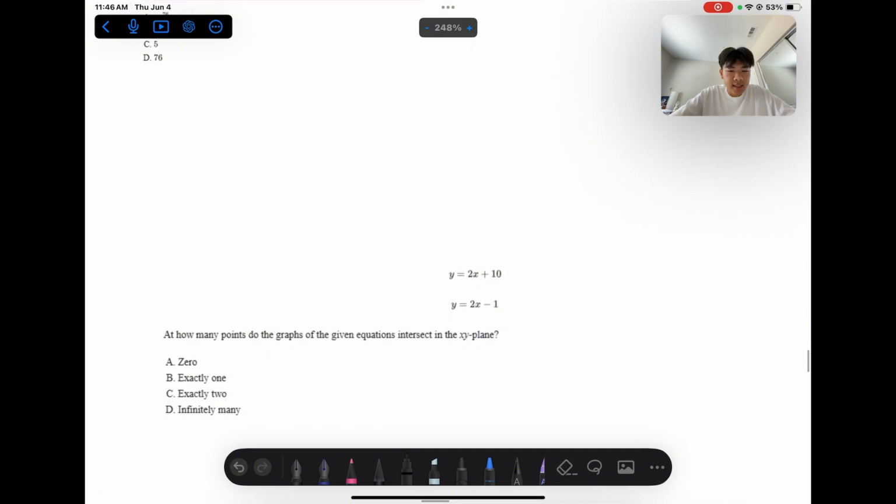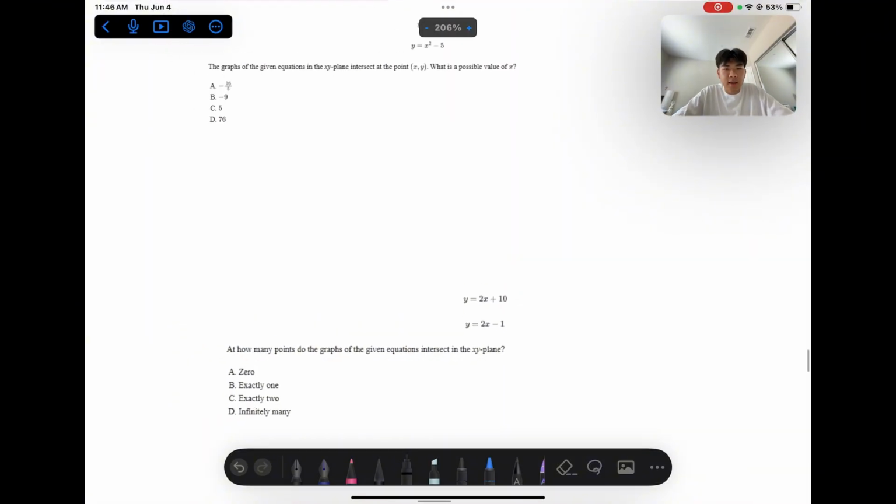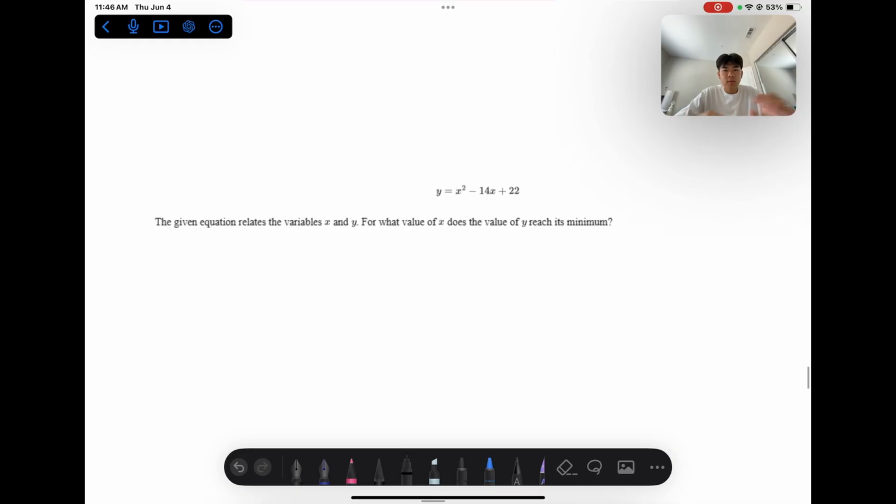And let's look at the next one. How many points does the graph of the equation intersect? Obviously, this one you should be using Desmos because it's very easy for these types of questions. For graphing questions, just use Desmos. And this one: for what value of x does the function reach its minimum? Again, use Desmos. That's the only easy option for these types of questions.